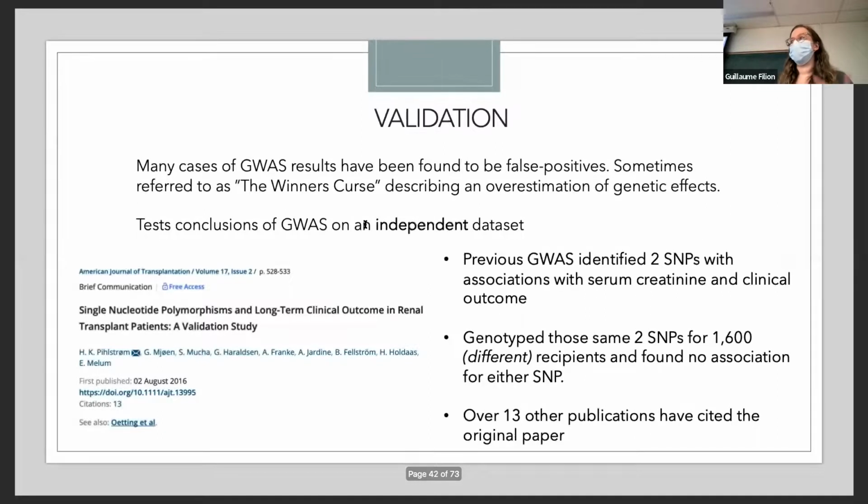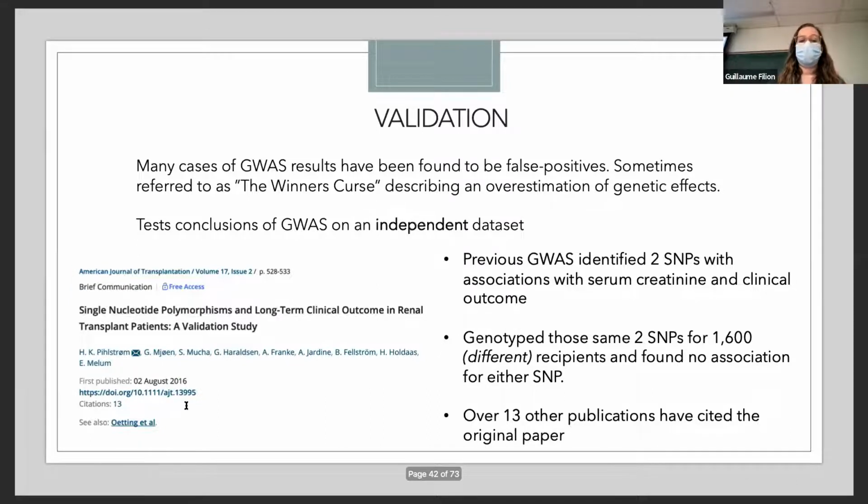In the earlier days of GWAS, this wasn't necessarily done in a particular paper. It would be done in a separate validation study. This is an example that I got, published in 2016. There was a previous GWAS that identified 2 SNPs with an association with a clinical outcome related to renal transplant patients, and that original paper has been cited many times, and people are learning from it.